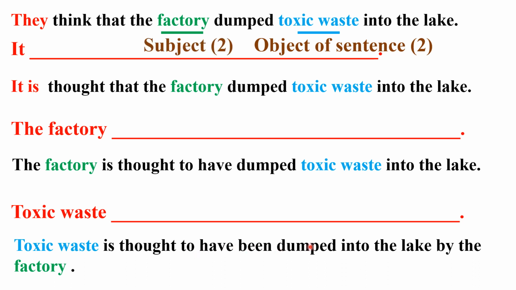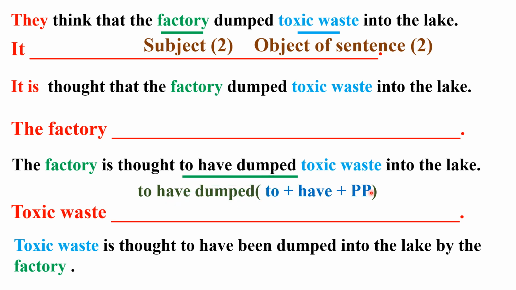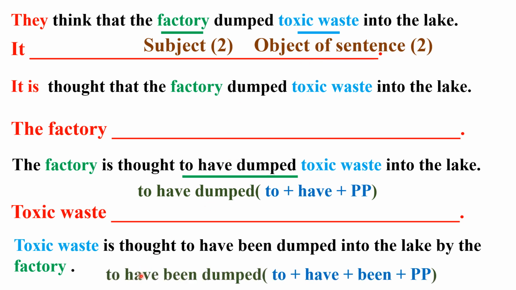So this means that when you start with subject number 2, what happens? We use to have plus pp. Very good. To have dumped. When you start with the object of the main sentence, what happens? We use to plus have plus been plus pp. So, to have been dumped. Yes, that's it. Got it? Very good.